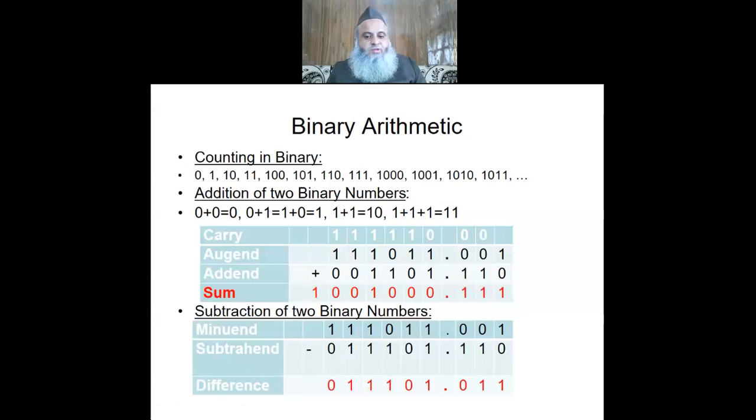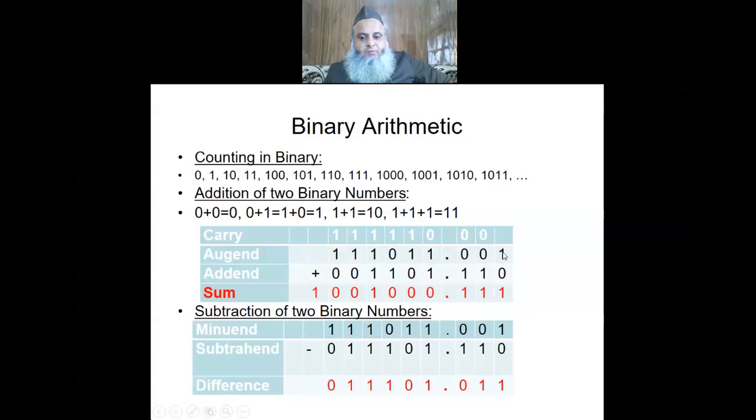So 1 plus 1 is 3, so I'll have to write it in binary as 1 1. With that, now let us come to adding two numbers. Suppose I have to add two numbers, augend and addend. I have to add these two numbers. So how do I do that?